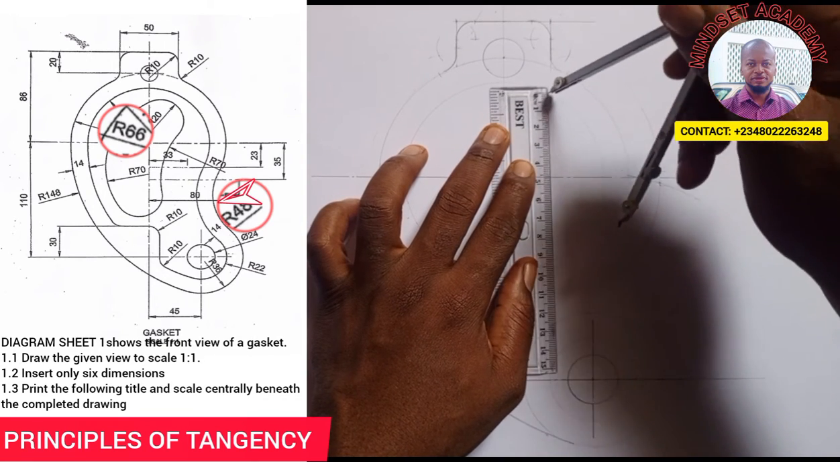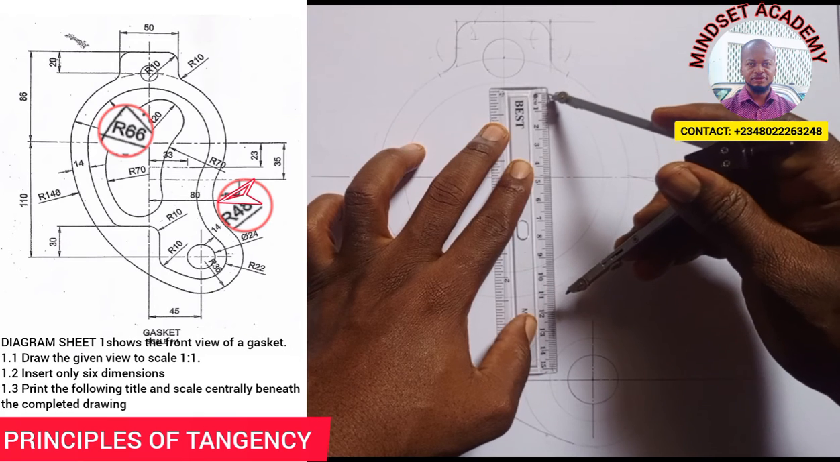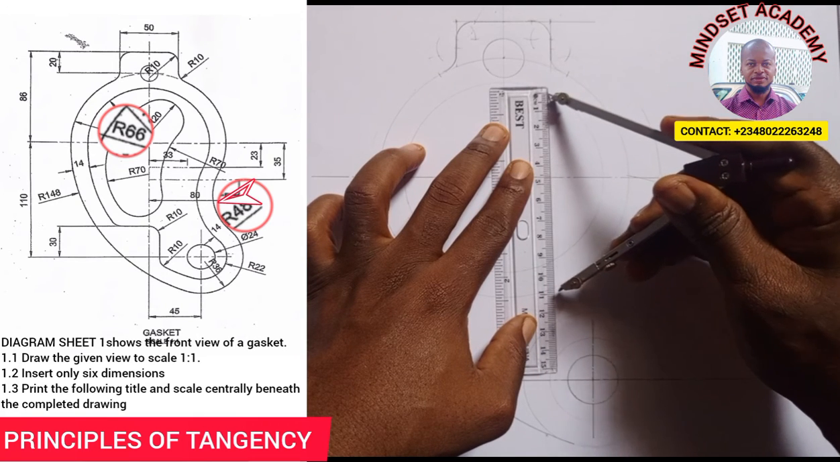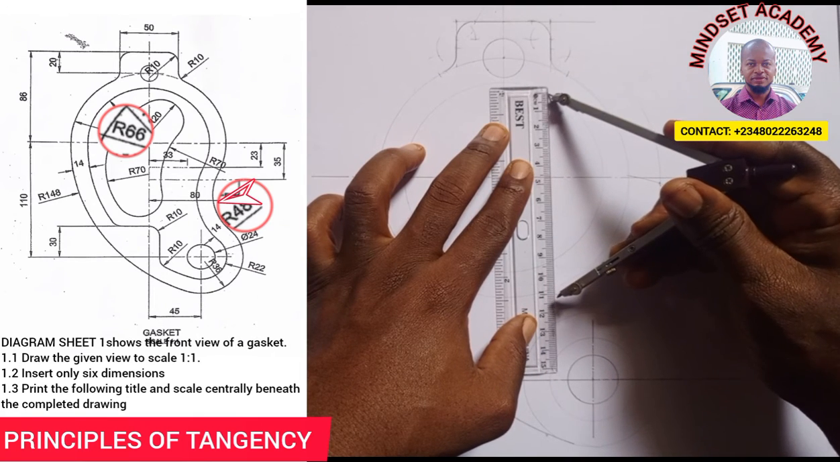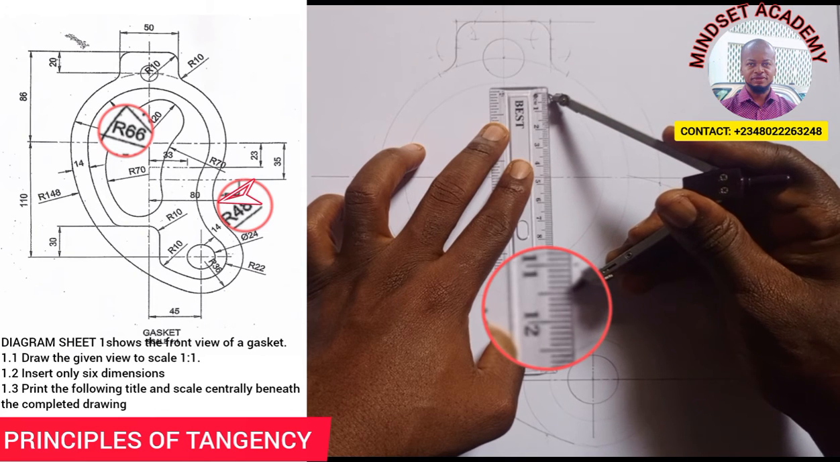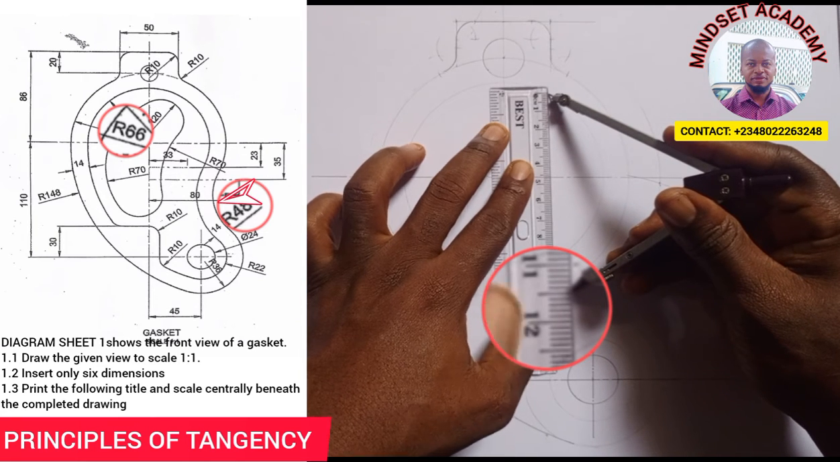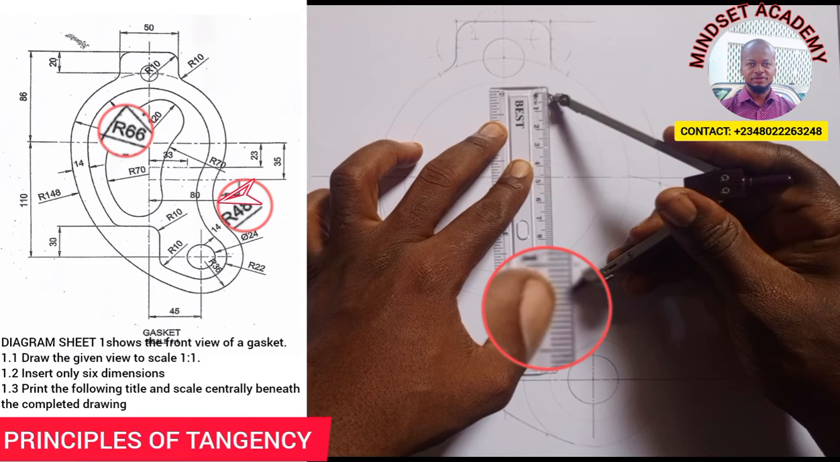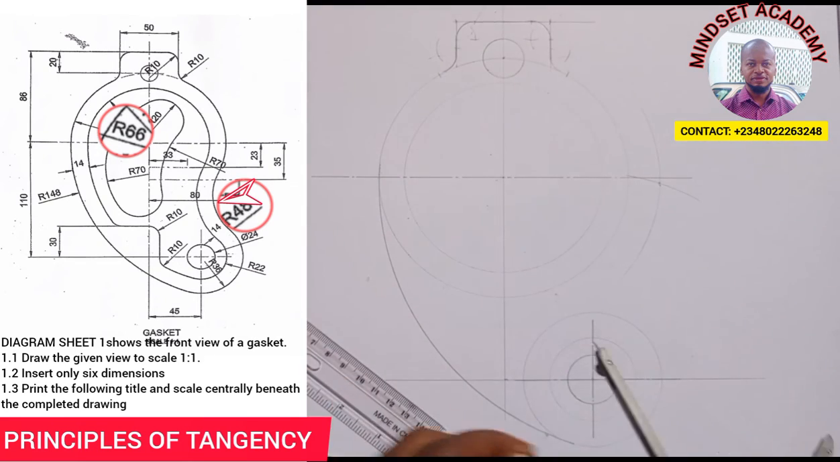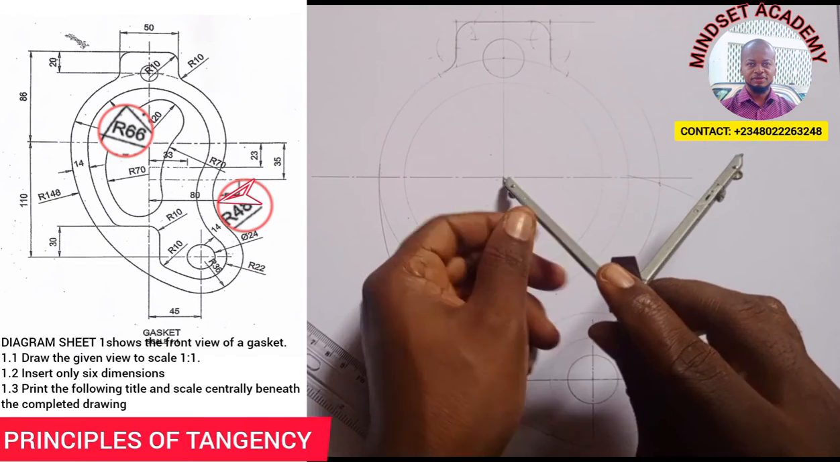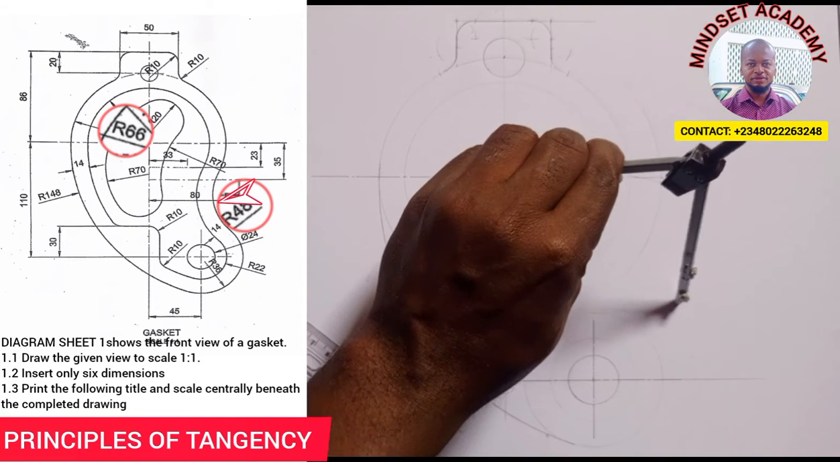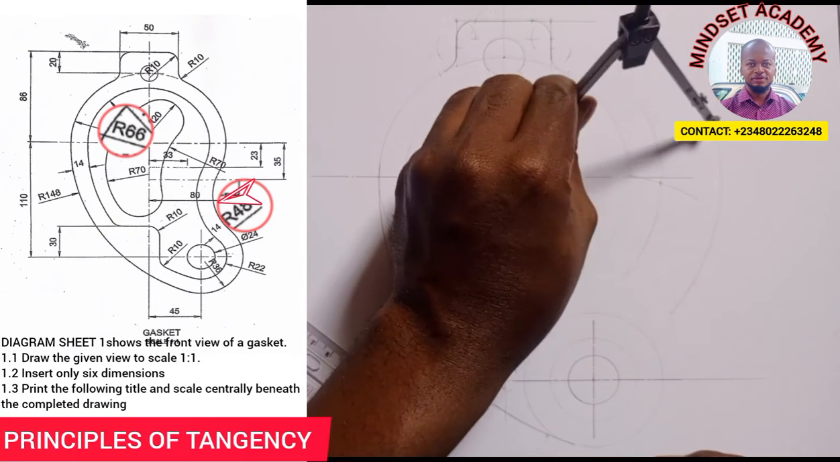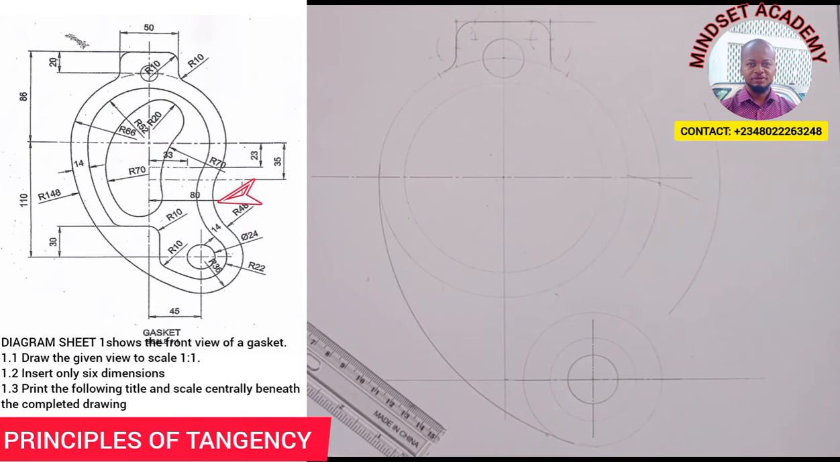So I'm going to take from 0 to 114. This is 100 here, and this is 14 here, right? 110, 114. Then I'll come to this center here also, and I'm going to strike another arc again. Hope you can see that. So once I have done that, I will now come here also. I'm going to do the same thing.